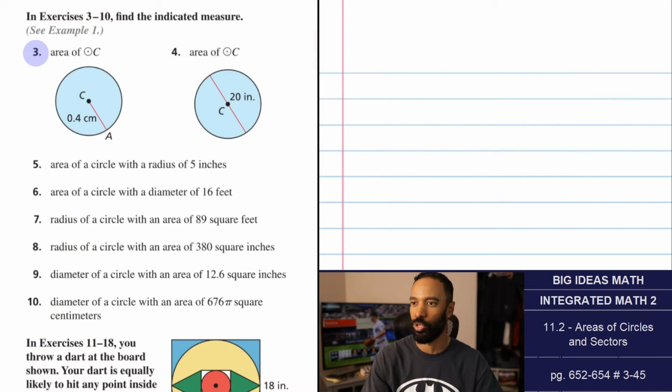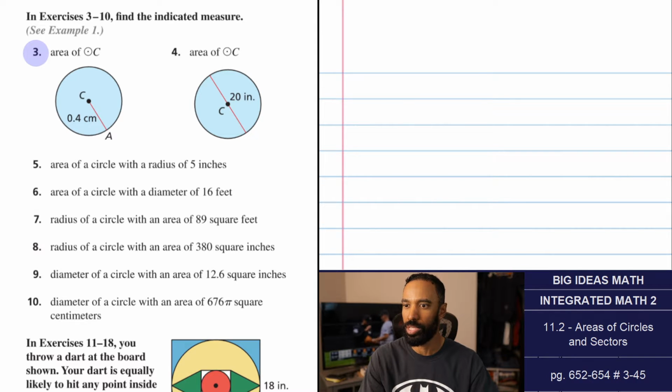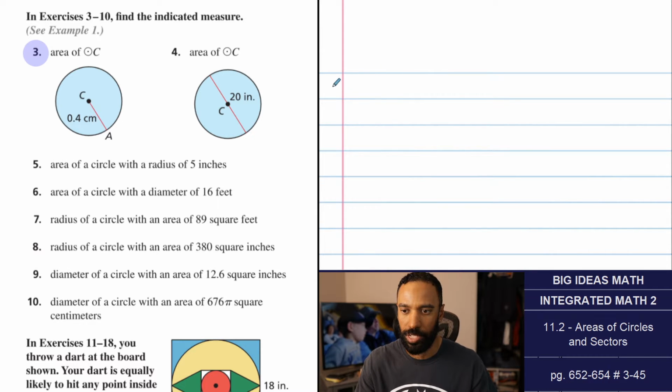All right, guys. So we are going to jump into the main core section. So find the timestamps of things you want. Print this thing out if you need to. Let's go ahead and take a look at what we're going to do. We are going to start with the numbers 3 through 10, where they asked to find the indicated measure. Kind of starts off the same way that the 11.1 did with the basic set beforehand.